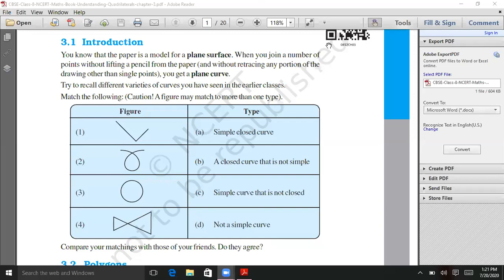What is the meaning of closed and open? It's so simple to check which is open and closed. The curve which is open is called an open curve. The curve which is closed is called a closed curve.